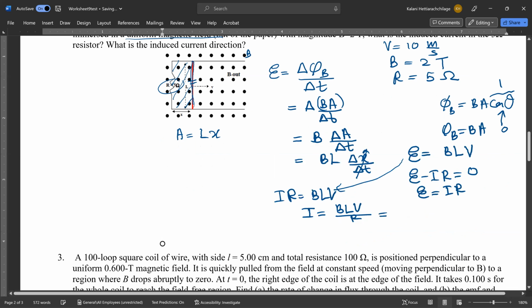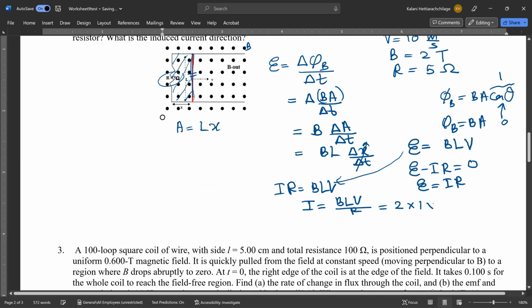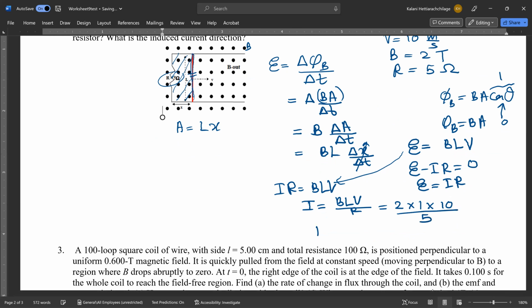So B is 2 Tesla. L is, write the L value, 1 meter, and velocity is 10 meters per second, divided by 5 ohms. That will give you the value of I for you. So we have 4 amps.